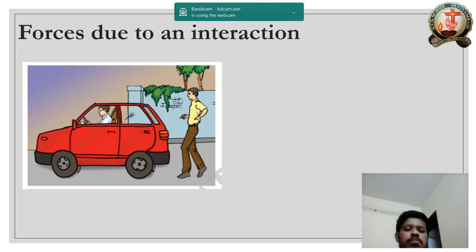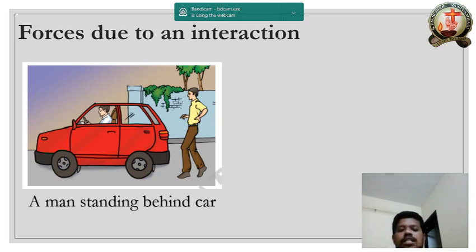Okay, I'll give one example. So what do you see in this picture? In this picture, a man is sitting in a car, and this car is not moving. The car is just standing idle, and that man is sitting inside the car. And another man is standing behind the car. Is he doing any action? No, right? He is not touching the car. He is not doing anything.